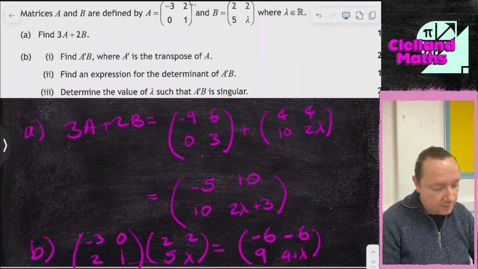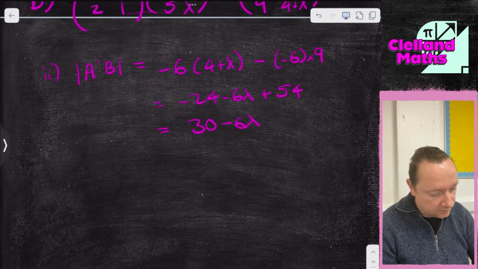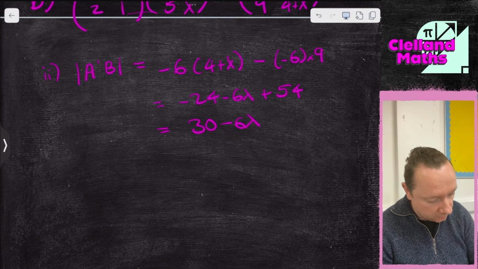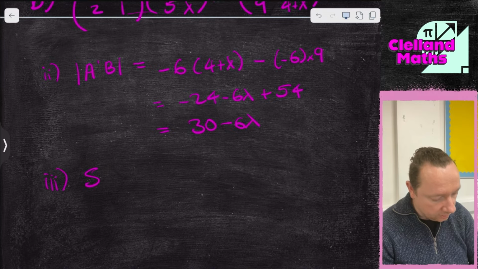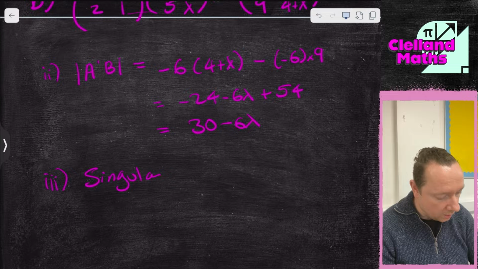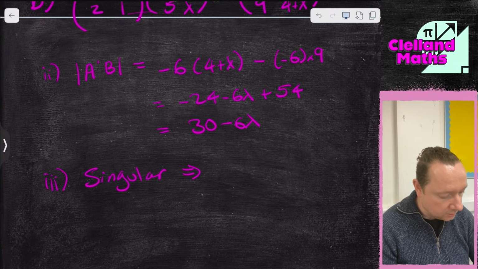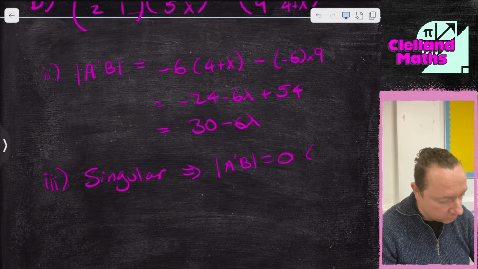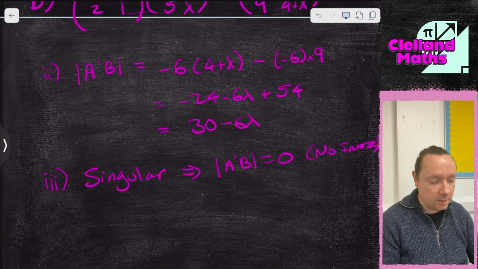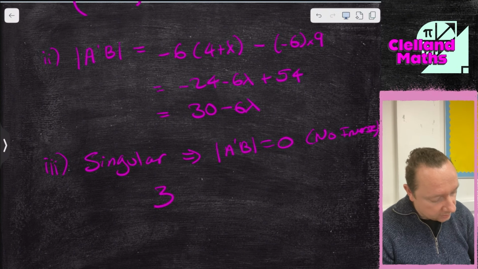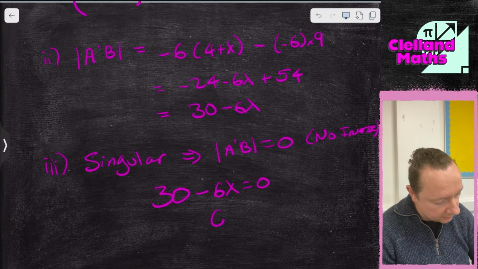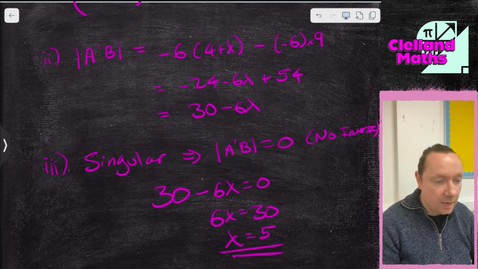And then part C, determine the value of lambda such that A prime B is singular. So singular means that there's no inverse, so that implies that the determinant of A prime B is equal to 0 because you've got no inverse. Inverse doesn't exist when the determinant is 0, 6 lambda equals 0, 6 lambda equals 30, lambda equals 5, and we're done there.